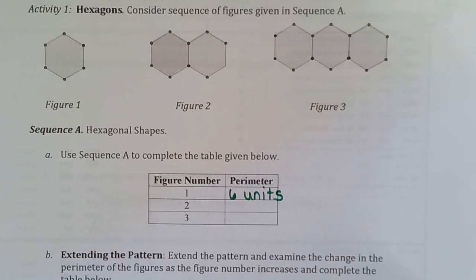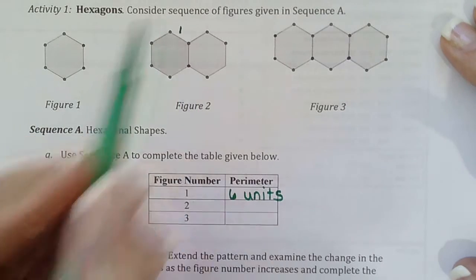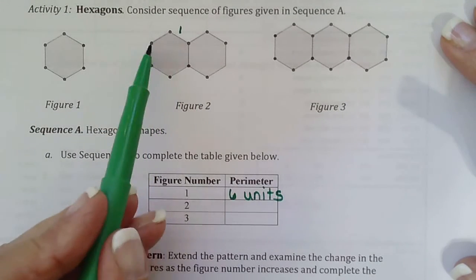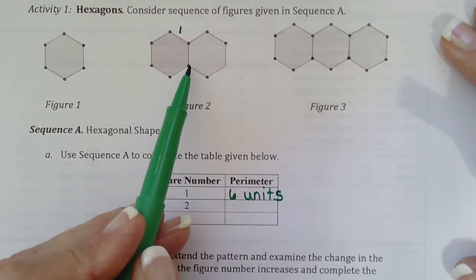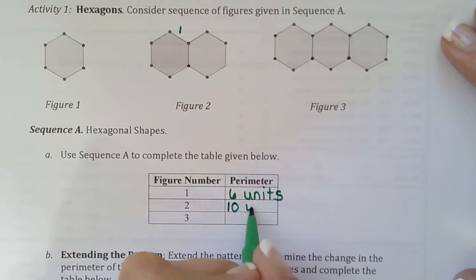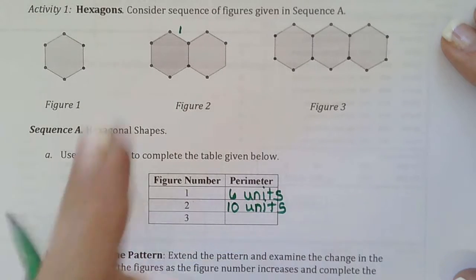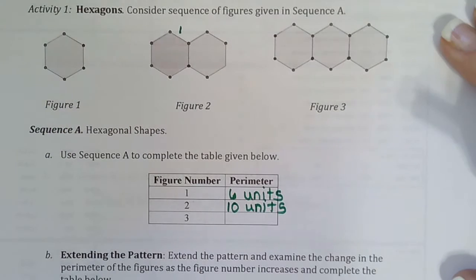Okay. And then figure 2, a lot of students mistakenly think, oh, it's going to be 12. Well, it's not because they share a side. So if this is 1, sometimes when it's busy, I like to mark it 1, 2, 3, 4, 5. This is not the area around the outside, so we can't count that. 6, 7, 8, 9, 10. So it's 10 units because we lost 2 here, 1 from the right, 1 from the left, and that's why it's only 10. So you have to understand the definition of perimeter to understand that.